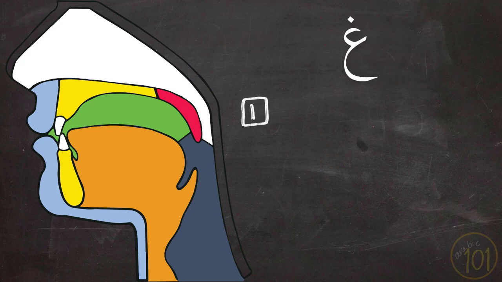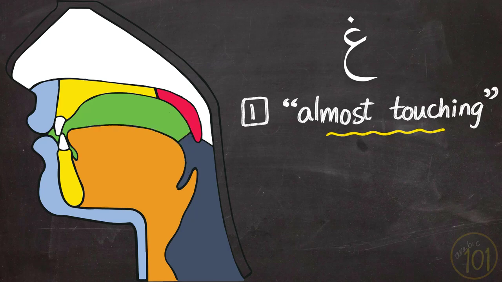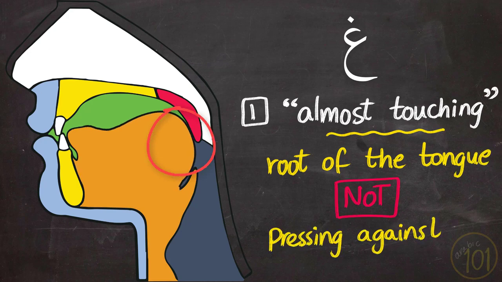Number 1, notice that I said the root of the tongue is almost touching the soft palate, not fully touching, because the sound of Ghain is a continuous sound, which means that it can be extended for as long as you want. So, the root of the tongue should not be pressing on the soft palate, but there should be enough space allowing the sound to continue.